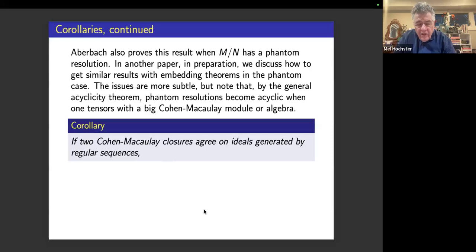Anyway, one corollary of this comparison theorem, by the way, I haven't proved that comparison theorem. The proof is very short, and I'm going to give it because it is very short. But it implies that if two Cohen-Macaulay closures, whether they're algebra closures or module closures, agree on ideals generated by regular sequences, they agree whenever you have finite projective dimension.